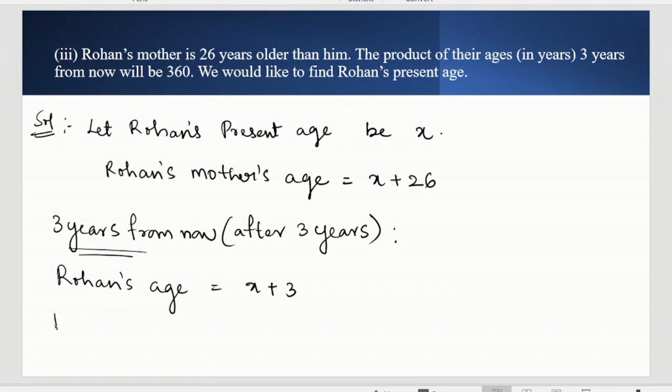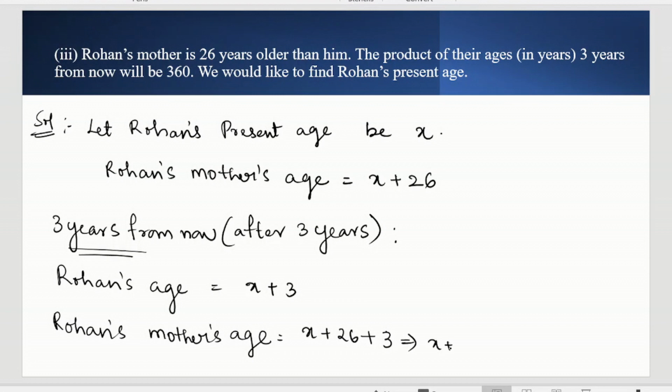Okay. And Rohan's mother's age will be x plus 26. You will also add plus 3, which will become x plus 29. Clear? Now see the question. Product of their ages, which is 360.